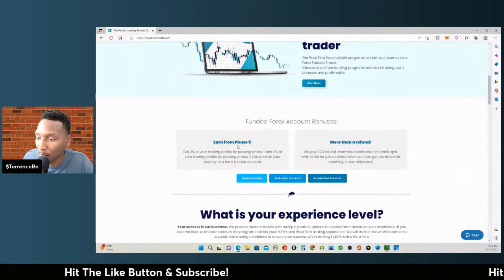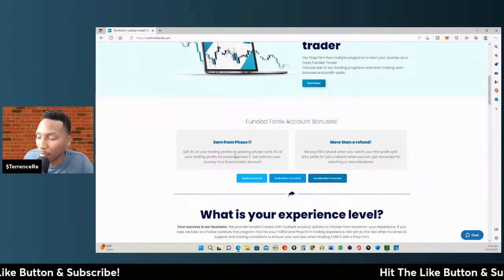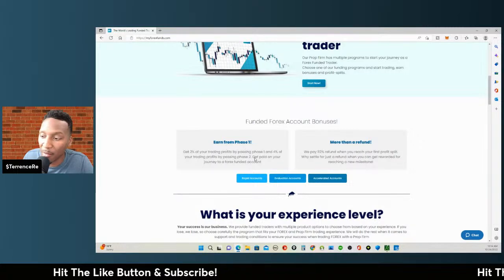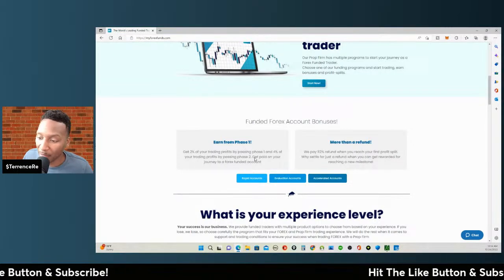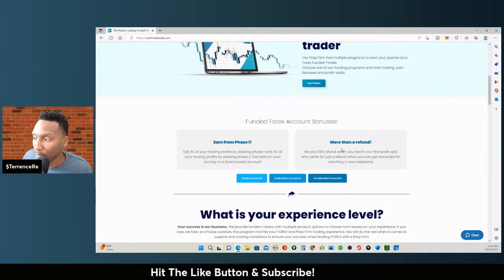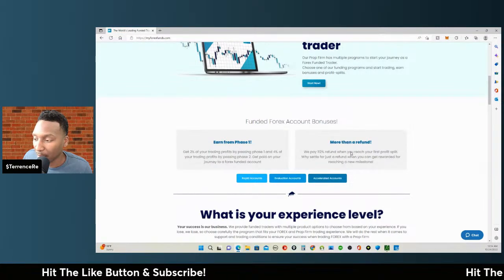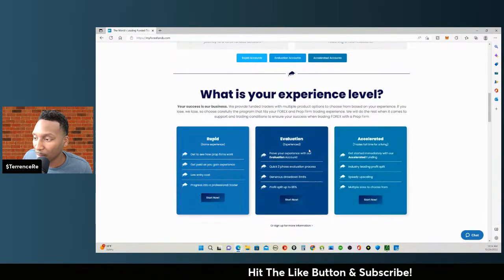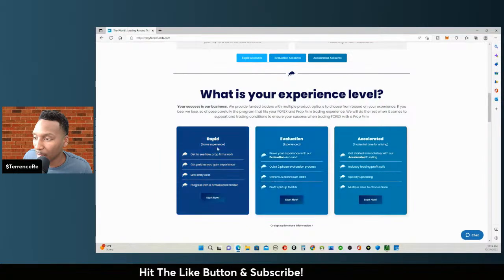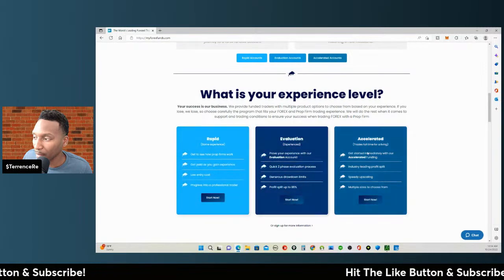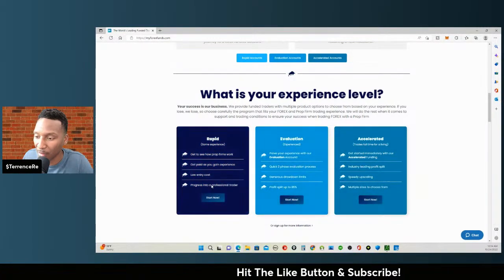Earn from phase one. Get 2% of your trading profits by passing phase one, and 4% of your trading profits by passing phase two. So basically, they're gonna give you a little bit of money while you're passing the phases in the actual challenge, and then after that, they'll give you a larger profit split, and here's the evaluation you can do. I'm doing the regular evaluation instead of the rapid, or the accelerator. I'm doing this one. I didn't even look at this one right here.